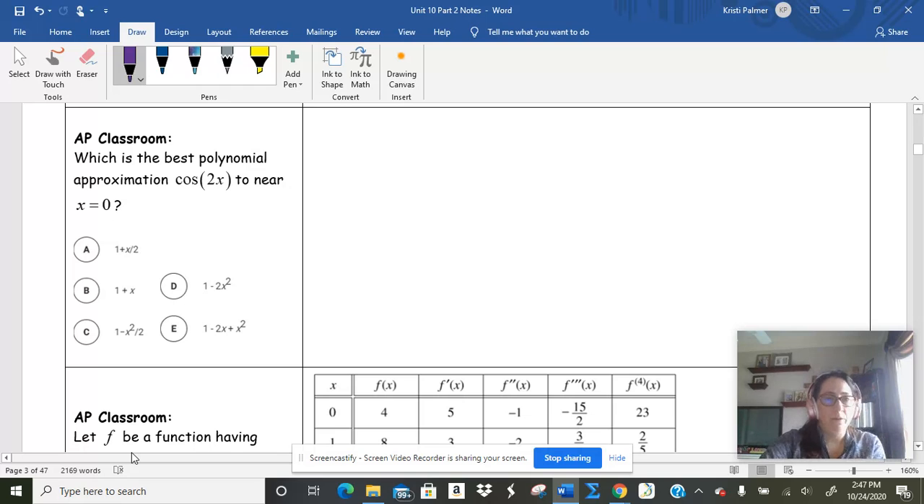Okay, why don't you guys go ahead and pause me and see if you can do this next AP Classroom. Just don't forget, derivatives of C go negative, okay? And see if you get to D. And then unpause when you're ready.